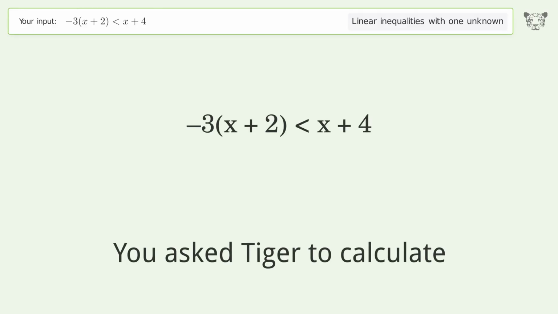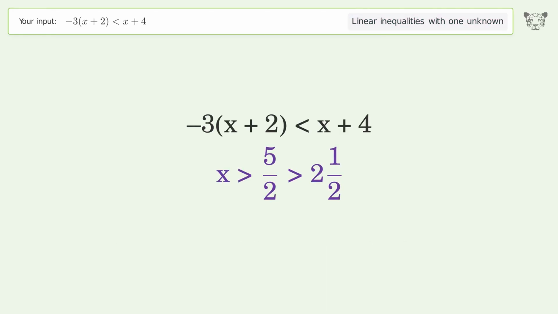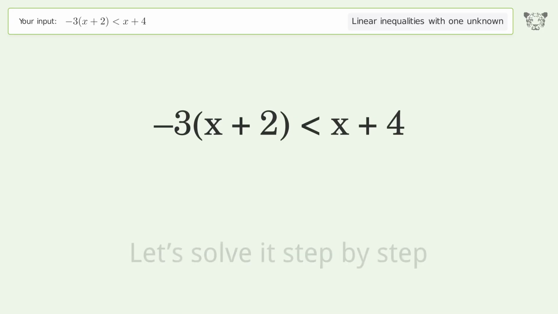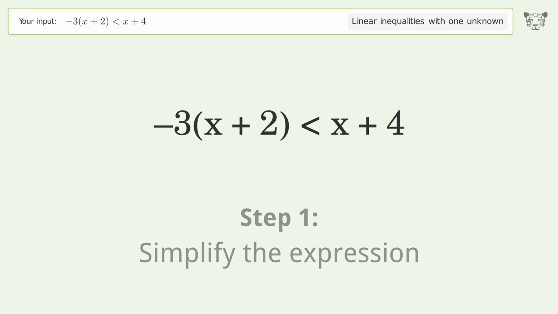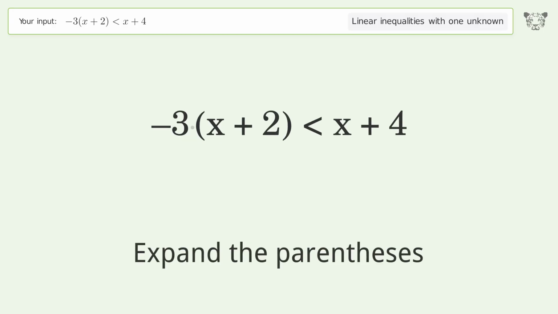You ask Tiger to calculate. This deals with linear inequalities with one unknown. The final result is x > -5/2 > -21/2. Let's solve it step by step. Simplify the expression. Expand the parentheses.